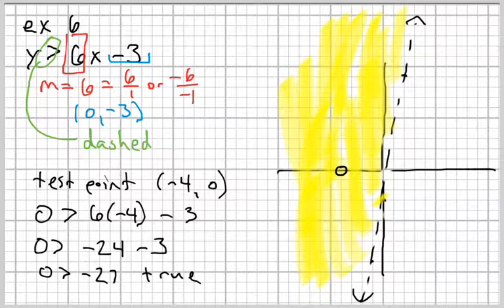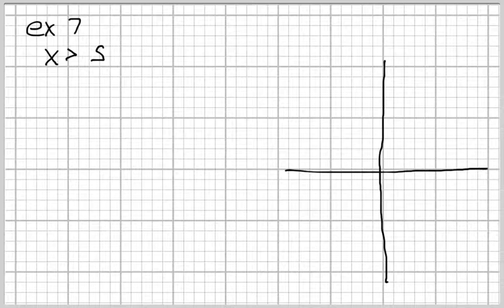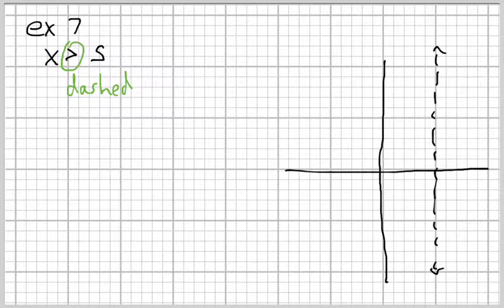Let's look at one last example. Here we have x is greater than 5. x equals a number, that's our vertical line. So we know we're going to have a vertical line at x equals 5. We need to figure out, do we want a solid or a dashed line? The greater than symbol right here tells me we want a dashed line. So when I'm drawing my line at x equals 5, I want to make it a dashed line. So x equals 5 is right here. So we have this dashed line right here, and now we need to figure out what side to shade.